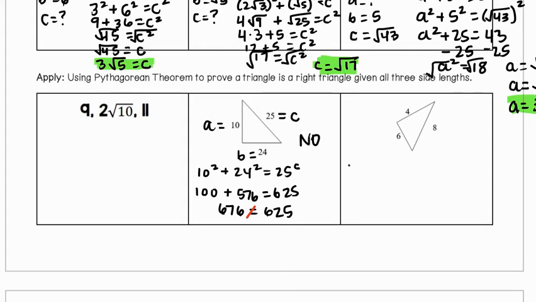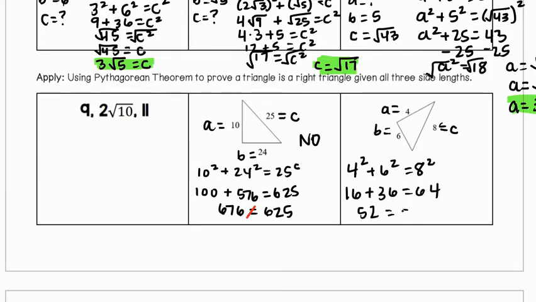Here we've got 4 squared plus 6 squared should equal 8 squared. I know this because this looks like it should be the right angle, so the side across from it should be our hypotenuse, C. We also always know that our hypotenuse is the longest side of the triangle. So this could be A and this could be B. We're going to simplify this, so 16 plus 36 should equal 64. When we add these two numbers together, we get 52, and that does not equal 64. So again, we do not get a right triangle here because it did not work for Pythagorean theorem.